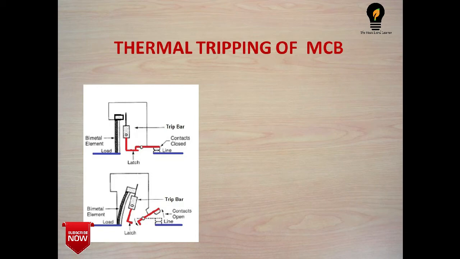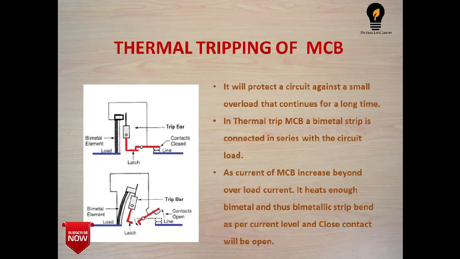Now let us see the thermal tripping of MCB. It will protect a circuit against a small overload that continues for a longer time. In thermal trip MCB, a bimetal strip is connected in series with the circuit load. As the current of MCB increases beyond the overload current, it heats the bimetal enough and thus the bimetallic strip bends as per the current level and the closed contact will open.